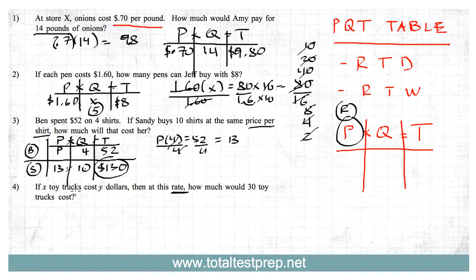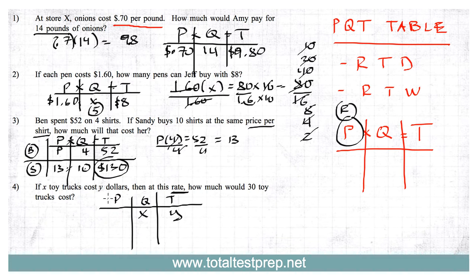So if X toy trucks cost Y dollars, let's set up our table. We have price, quantity, total. I'll need to make this smaller as well because we'll use 2 rows. Well, X is the amount of toy trucks. That's the quantity. Y dollars goes in the total column. It's not Y dollars per truck. It's a total cost of Y dollars for X trucks.